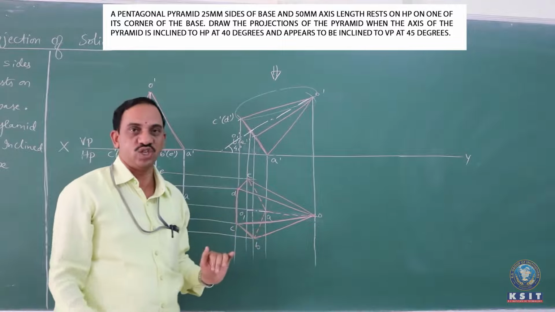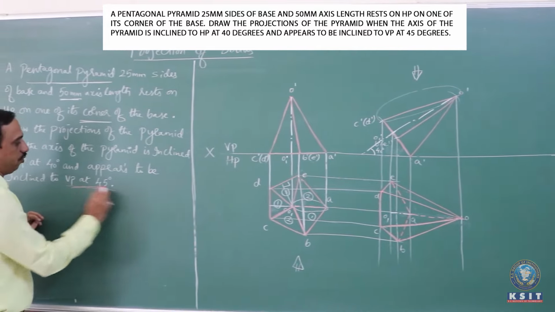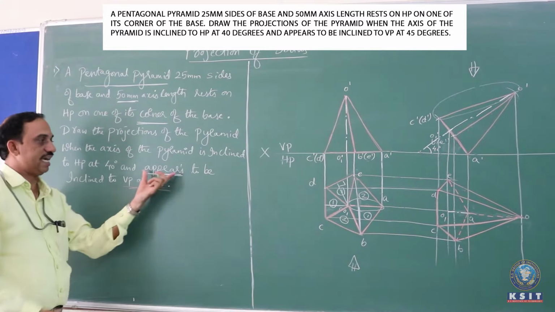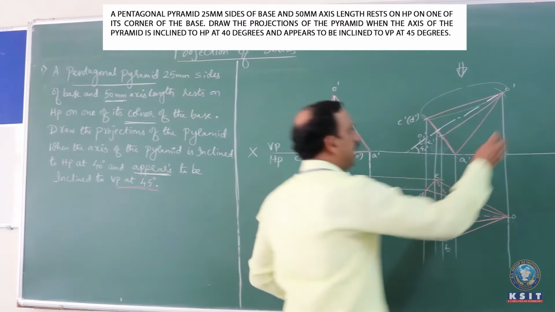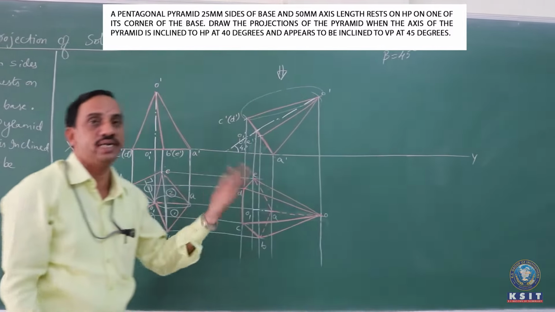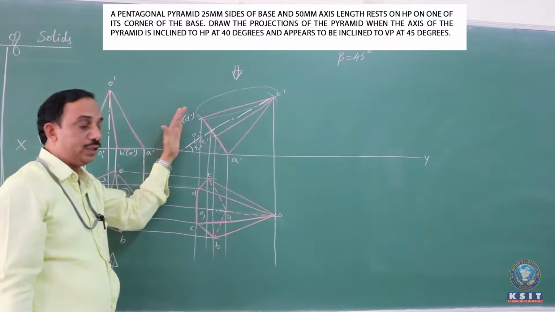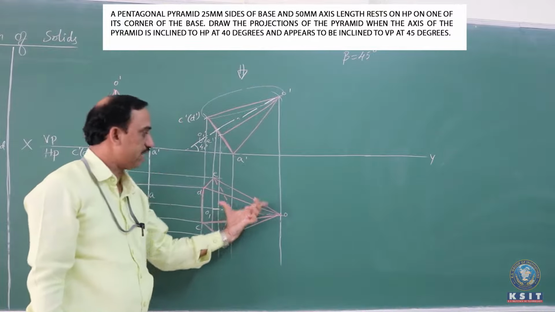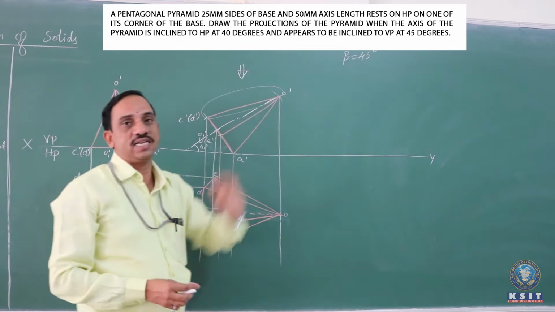Now let us proceed to the next tilted position. For the next tilted position, the VP inclination is given as 45 degrees, and also observe the keyword appears. Since the keyword appears to make an angle of 45 degrees, it is given as beta inclination. Beta itself is 45 degrees. It is not a true inclination, it's an apparent inclination. When it is an apparent inclination, after tilting for the HP condition, the reduced length of the axis O to O1 should make an angle of 45 degrees. That is why we specify beta.